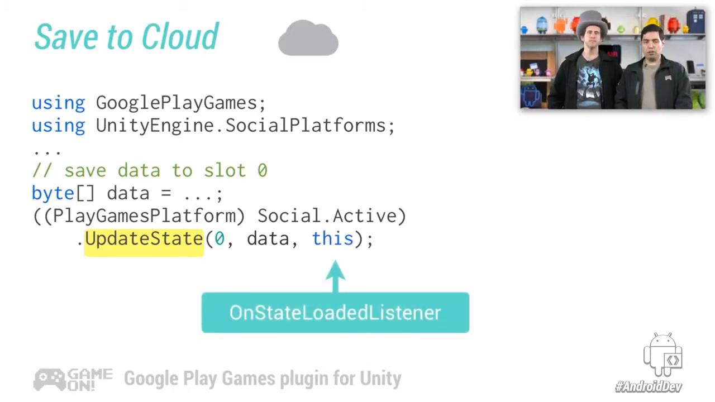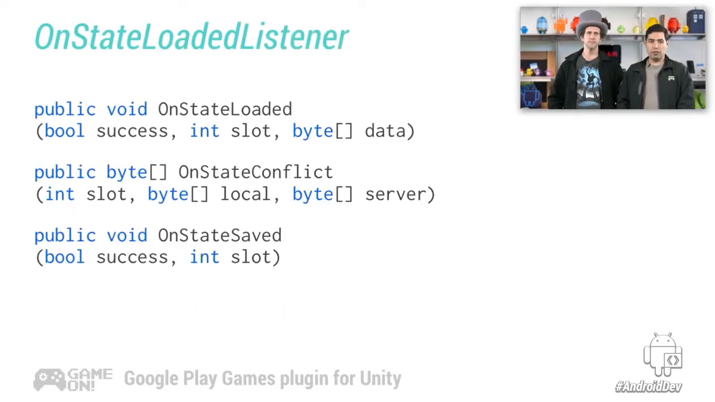Again, this is the on-state loaded listener that's going to be called whenever the game state is saved. So this is what the on-state loaded listener looks like. Notice that there's one additional method there that's called on-state conflict.